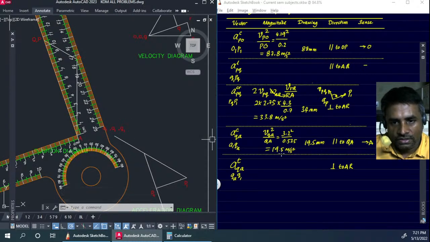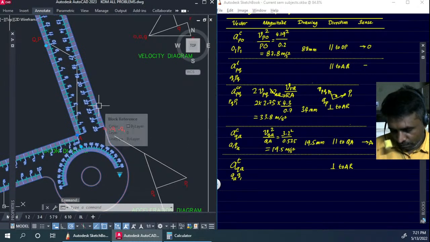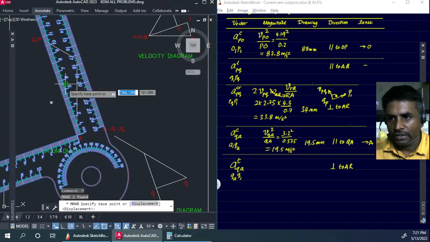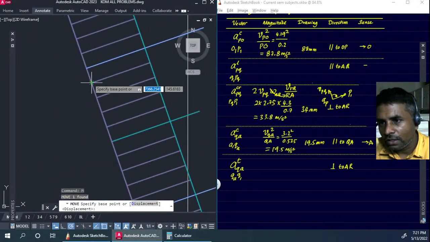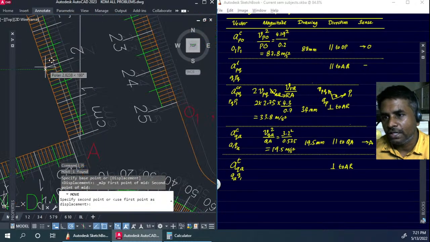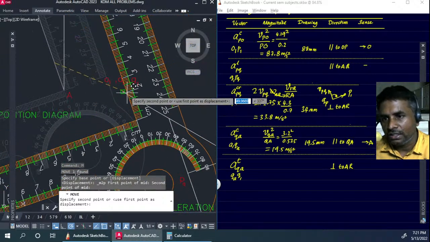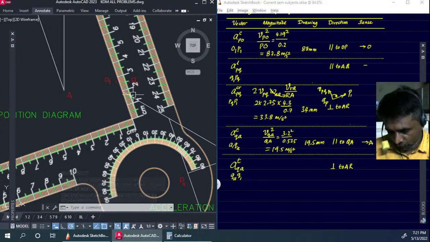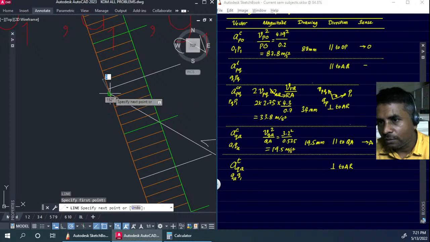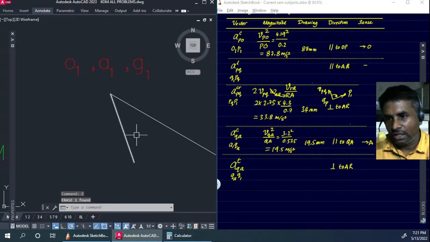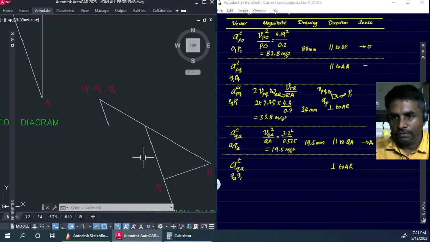And what's the length? Length is 19.5 mm. So I'm going to pick 19.5 mm here, between these two points. I need to bring that point exactly here, and we go in the downward direction. You can see this is the exact point, and that length is 19.5 mm. So from A1 we will be reaching a point QA.